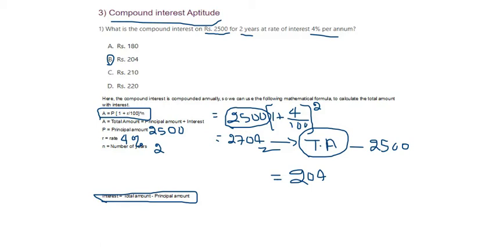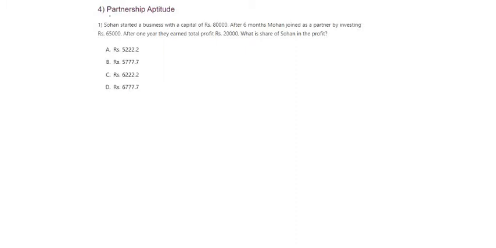Okay. So moving on to the next question, which is the partnership aptitude, the most frequently asked, at least in many of your question banks, which is going to be a little bit tricky, but I'm going to make it very clear for you. So here, let's understand the question first. Sohan started a business with a capital of 80,000. So let's keep C1 as 80,000.